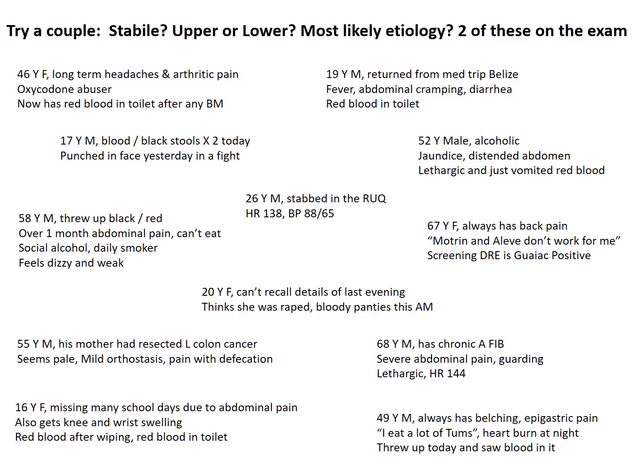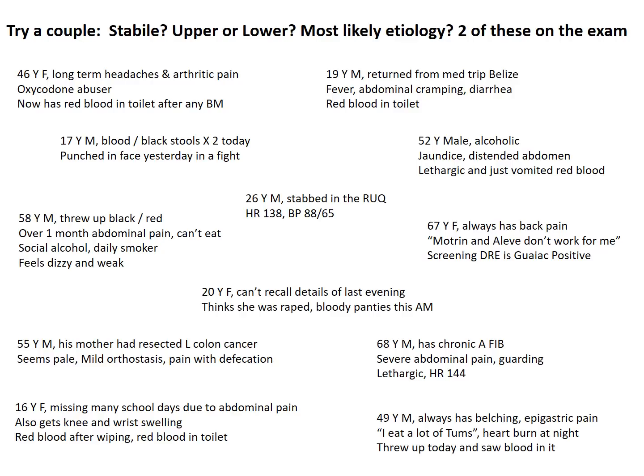So let's do this. Actually, I want you to look at all of these little vignettes and think to yourself first, does this sound like a stable patient or somebody who might crash on me really quickly due to severe GI bleeding? Based on the vignette, do you think that this is most likely an upper or lower GI tract bleed? What do you think is the most likely etiology?